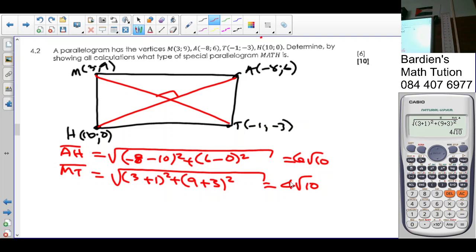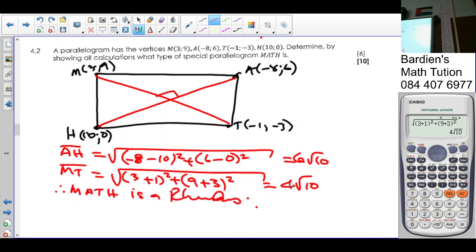But because we already eliminated the fact that it's a square and we already eliminated the fact that it's a rectangle, therefore the only special quadrilateral it could be is a rhombus. Okay. So for 6 marks, what do they expect you to have said here? You have to say that, therefore, MATH is a rhombus.